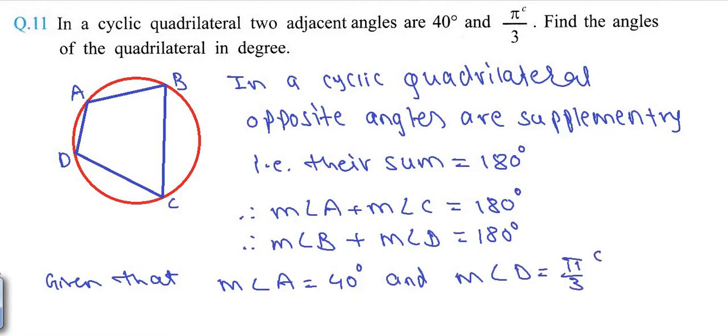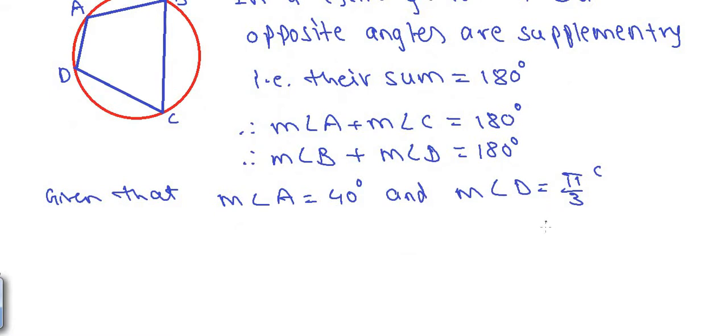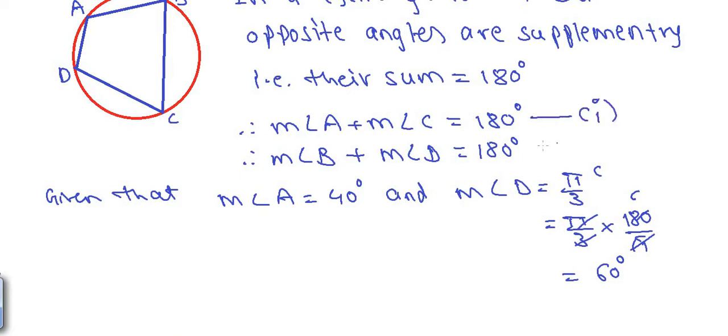radian. Let us convert this pi by 3 radian into degree. So we have to multiply it by 180 by pi. Pi got cancelled. 3 6 18. So that is equal to 60 degree. Now let us mark this as equation number 1 and equation number 2. So let us substitute the values in these equations to find the remaining angles.